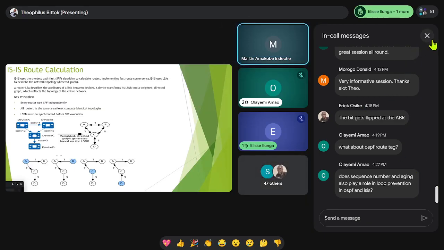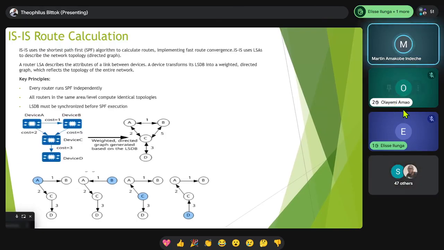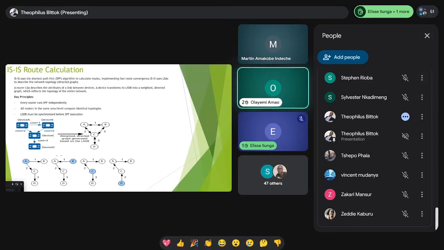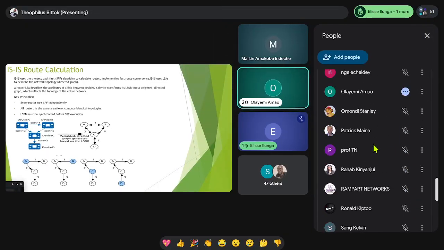Okay, thank you. Blimey, your hand is up. Okay. Does sequence number and aging also play a role in loop prevention in OSPF and maybe ISIS?